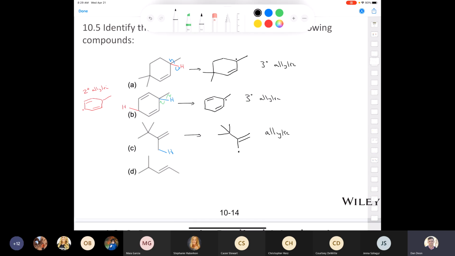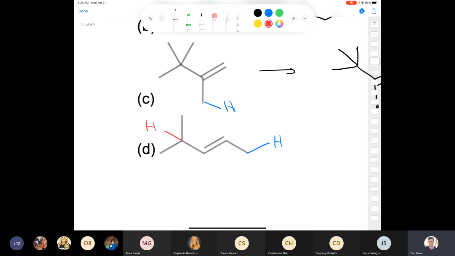And the next one, let's see. The next one's a good one because we have an allylic carbon-hydrogen bond here, and we have an allylic carbon-hydrogen bond here. Could anybody tell me which one of these would be weaker? Would it be the one in blue or the one in red? And it is not a trick question. Mr. Dion hates trick questions. Yeah, exactly. It's the one in red, right?